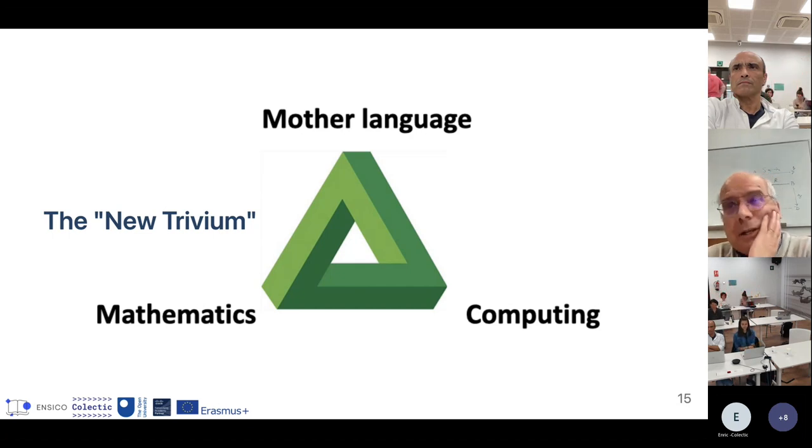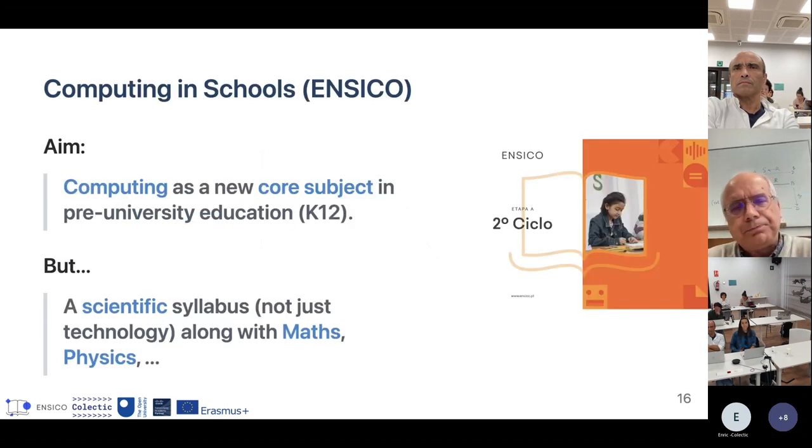So we believe at Ensigo that this triangle is quite important. So we have been in this business for 2 years, I guess, with a pandemic in the middle. And the aim of Ensigo is really to convince those who command our country, at least, that computing should be a mandatory course subject in the syllabus. It's a scientific syllabus, not just technology, and it should stand equally at the same level as maths, physics, and all the other courses, and not something like a complementary education. It is not. It should be a core subject.